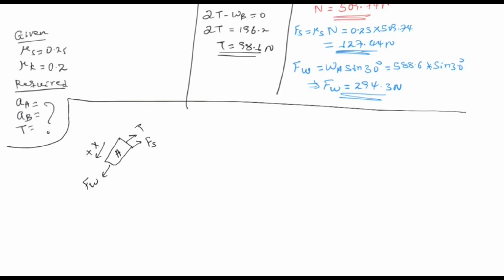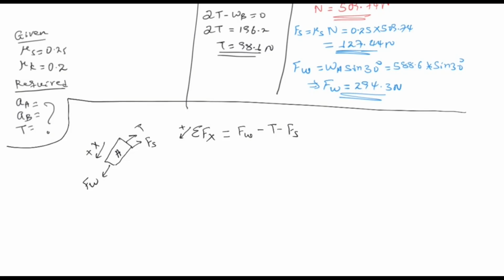Let this be the positive x. So the summation of forces in the x direction, down the incline being positive, is equal to Fw, which is positive, minus tension minus frictional force. If we get this force, then finally we can determine whether the system is moving or not.